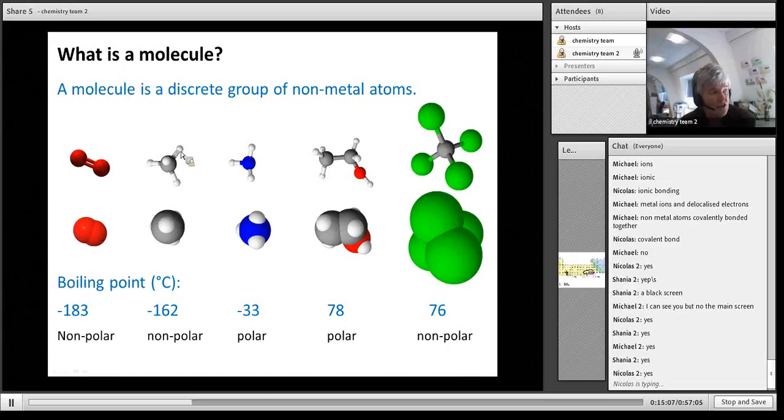Methane has got two different elements, carbon and hydrogen. So we've got polar bonds here, but I've said it's non-polar. Why is the molecule non-polar? It's got polar bonds, but the molecule is non-polar. So this is just good revision of what we did earlier about shapes and polarity of molecules.